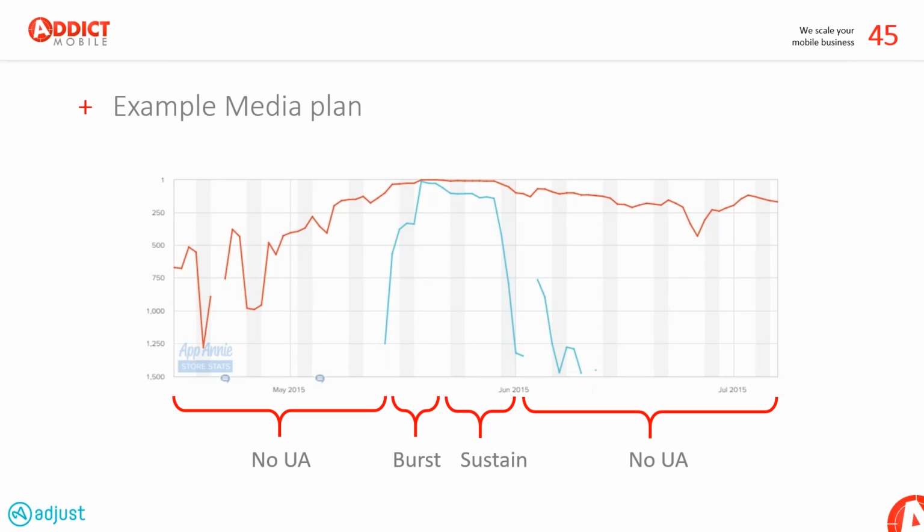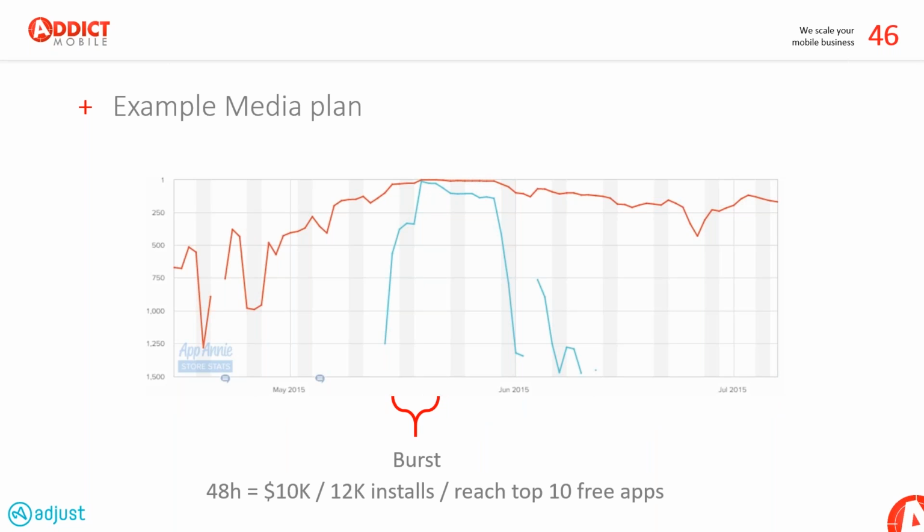After, you can see that there is a burst. So it means that we buy a lot of installs to go very high in the ranking. After, we sustain the user acquisition about 2 weeks, and then we cut off everything. What we notice is that the burst lasted about 48 hours. We spent about $10K to generate 12K installs. So it allows us to go in the top 10 rankings of the App Store with a CPI below $1.